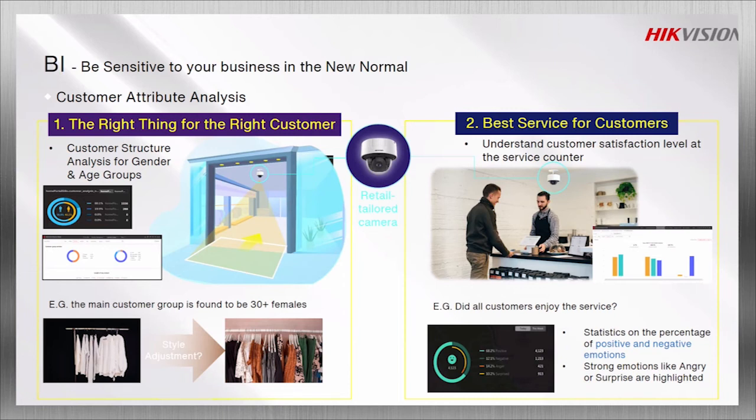The second is about the best service for the customers. With the statistics on the percentage of positive and negative emotions when people are leaving the retail store, we can say whether all the customers are satisfied with the service or not. And the managers could take action to increase this percentage, getting more positive emotions, and in this way have a better service for the customers.